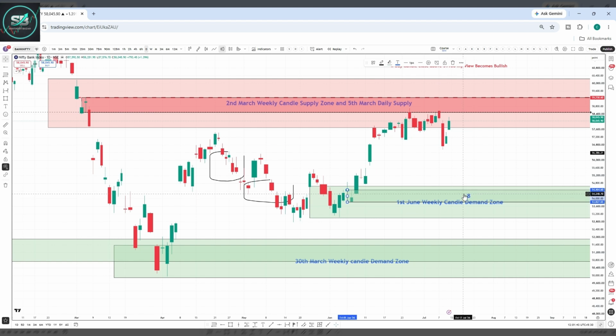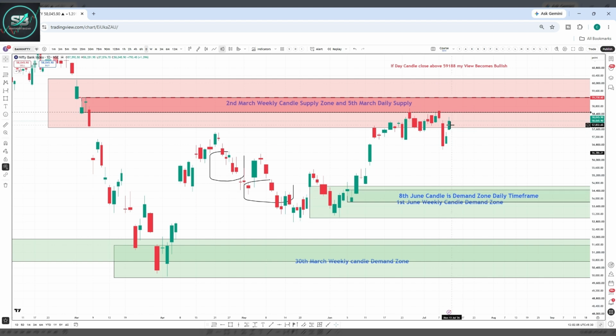8th June candle is the demand zone on the daily time frame. So on the weekly, the first June weekly candle is a demand zone, and the 8th June daily candle is the sub demand zone in Bank Nifty.